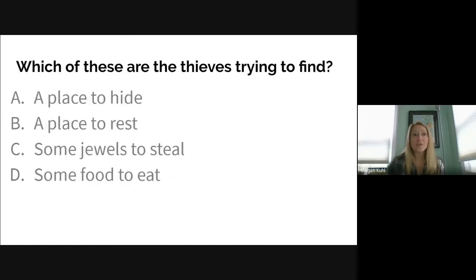Back to the question, which of these are the thieves trying to find? Well, all of those words in the last stanza make me think of food. And I know that raccoons are always trying to find food. They always go through your garbage and they're always scavenging for food. So these thieves, who we know are raccoons, are trying to find D, some food to eat. Great job.